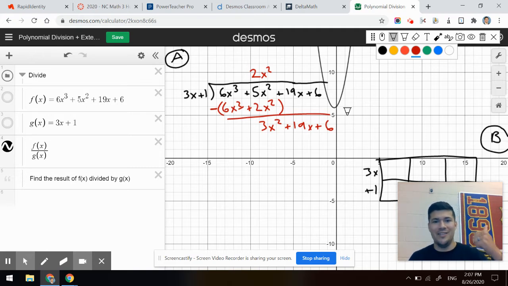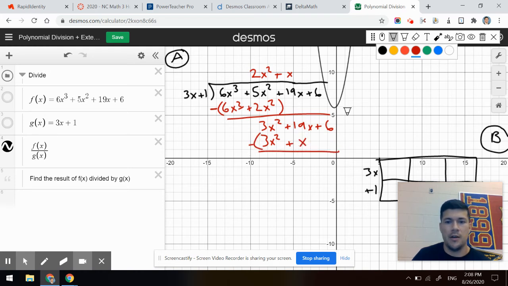The steps are divide, multiply, subtract. 3x will go into 3x squared a total of x times. All right. X times 3x gives me 3x squared, lines up. X times 1 gives me x, and I'm going to subtract that. I am left with 0, and 19 minus 1 is 18. So I have 18x plus 6.